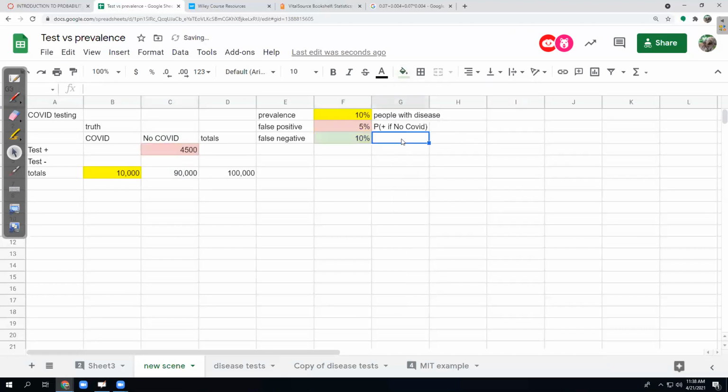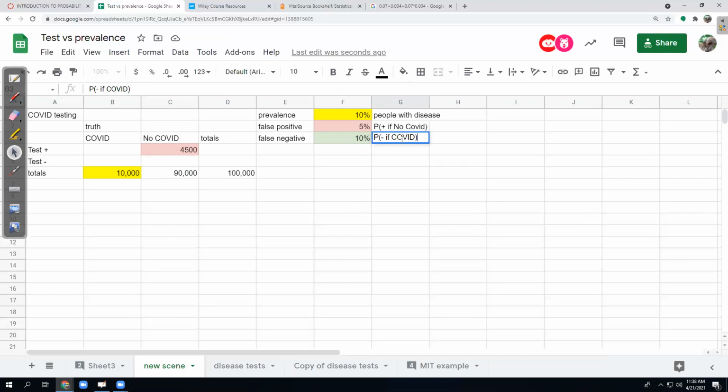Highlight that. What's a false negative? Think about it. Okay, so the test came back negative. So what's the probability of getting a negative test, but it's wrong? So they said I don't have COVID, that means I do. So I actually have COVID.